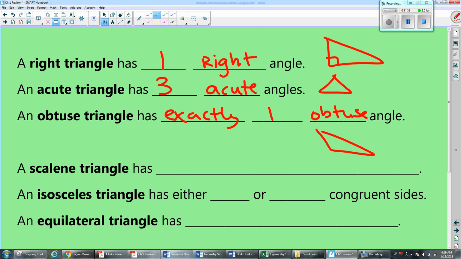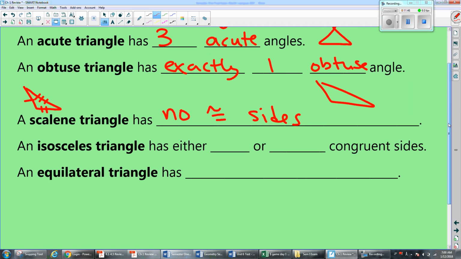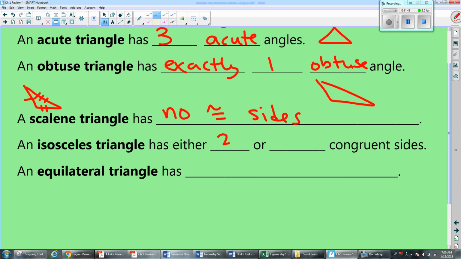Okay, if it's scalene, it has no congruent sides. So you could draw a triangle that kind of looks like it's leaning over. All three of those sides are different lengths. If it was an isosceles triangle, it has either 2 or 3 congruent sides. Remember, you have to mark them congruent. Those congruent sides are called your legs. And an equilateral triangle has 3 congruent sides. All of your angle measures would be 60 since all of those sides are the same.